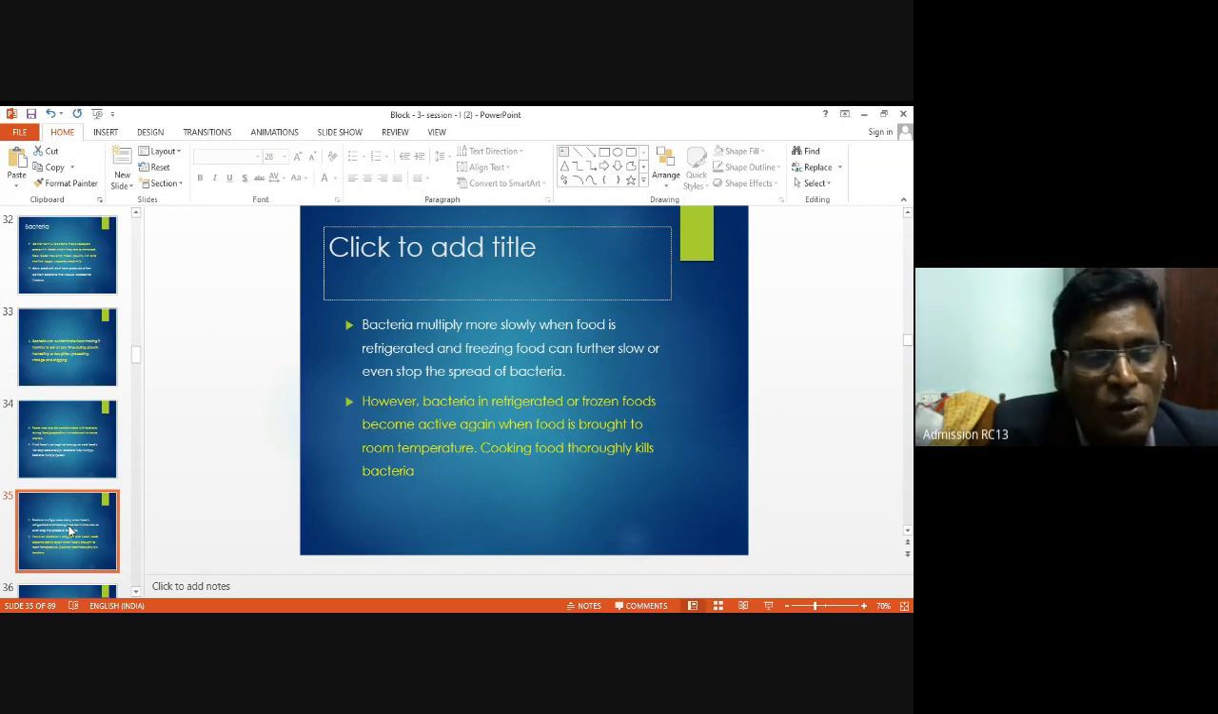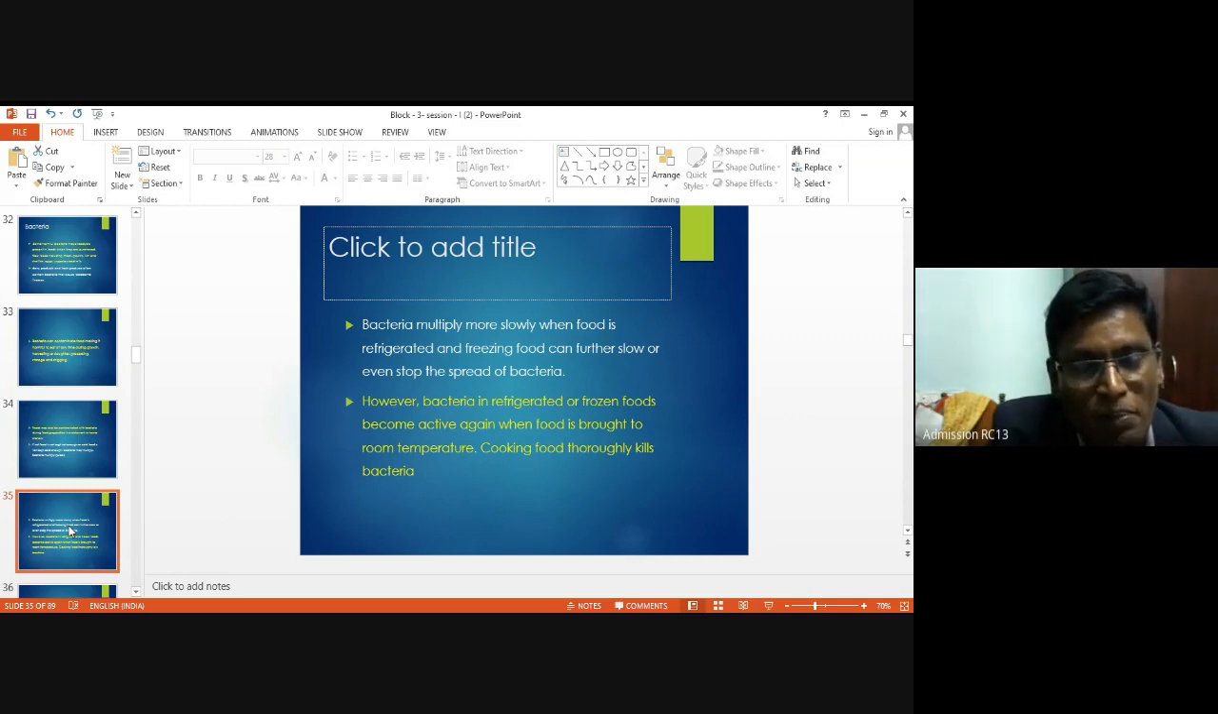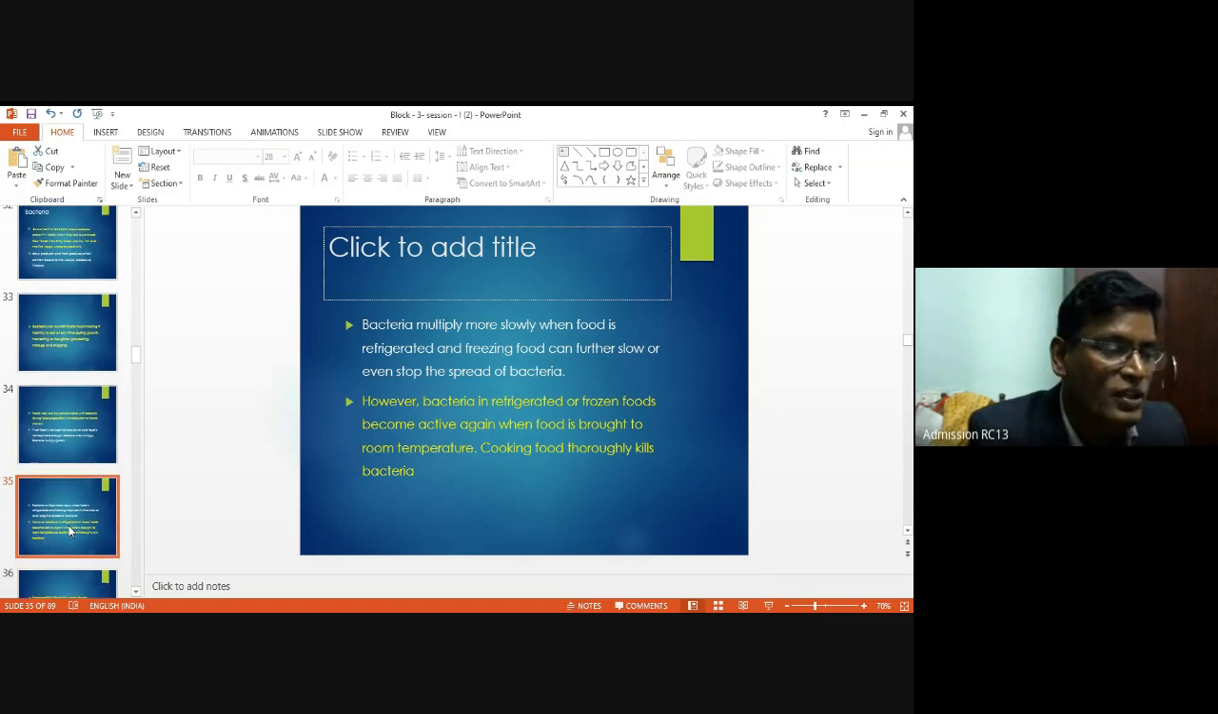Cooking food thoroughly kills the bacteria. Sometimes after storage, people keep food outside before cooking, and at that time the residual bacteria can start to multiply again. If the food is not thoroughly cooked, these bacteria become a serious problem and create health issues.